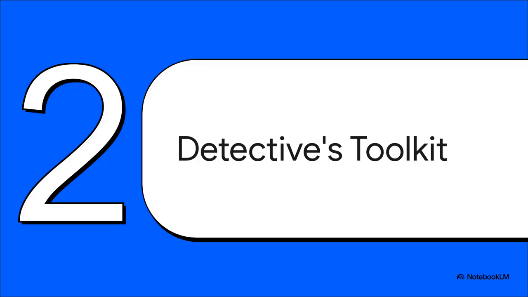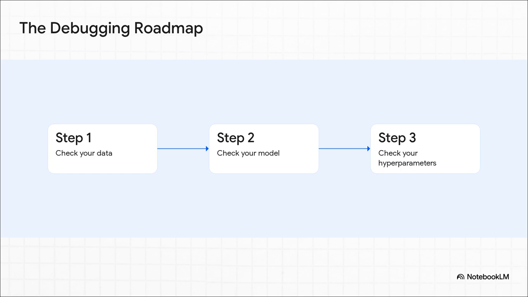To do that, we need a simple, repeatable process. This is going to be our detective's toolkit. It's a mental model that will help us bring some order to all this chaos, and honestly, you can use it to solve pretty much any training mystery. And here it is. It's that simple.